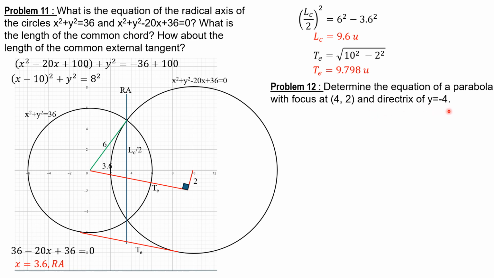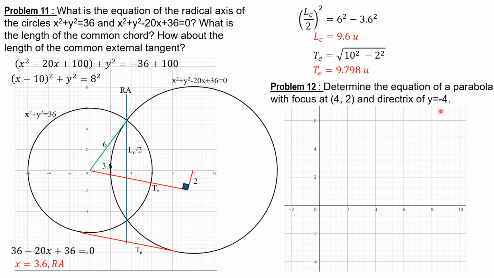Problem 12. Determine the equation of a parabola with focus at (4, 2) and directrix of y equals -4. So to help analyze the situation, let's locate the focus. Let's draw the directrix, y equals -4, parallel to the x-axis. That's the directrix. The focus is at (4, 2), so it's here.